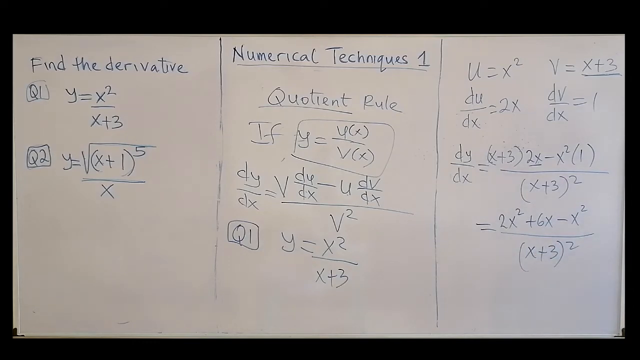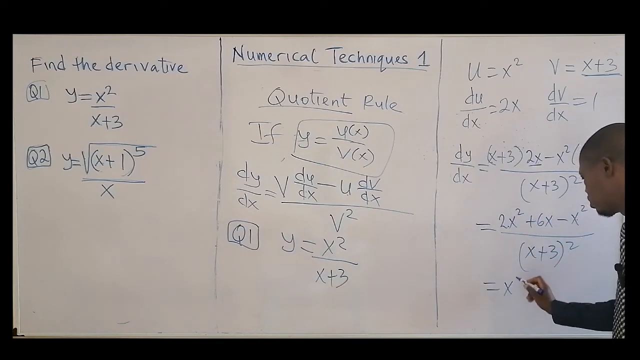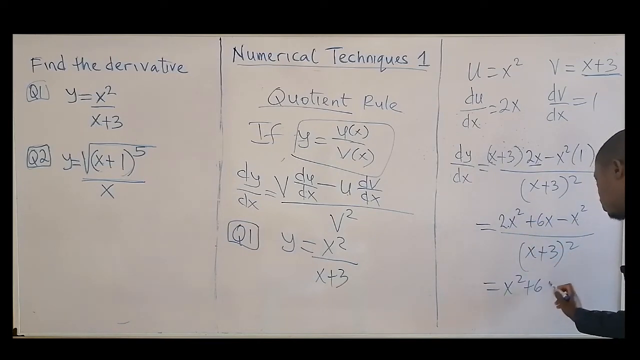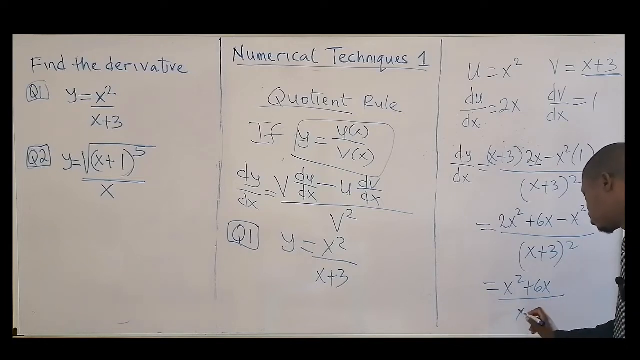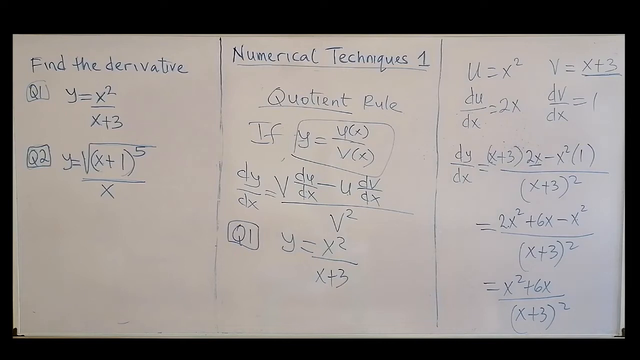So 2x squared minus x squared gives x squared, and plus 6x, all over x plus 3 squared. That finishes the work. If you like, you can factorize by taking x out, so that will be equal to x times x plus 6, all over x plus 3 all squared. So that's that on that question.